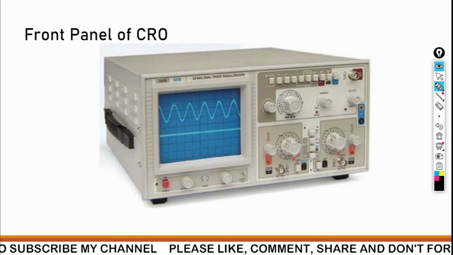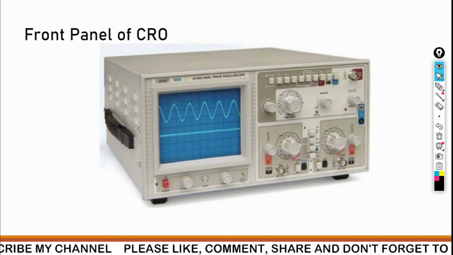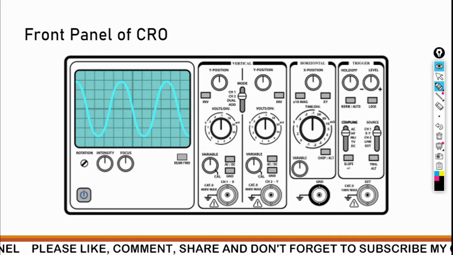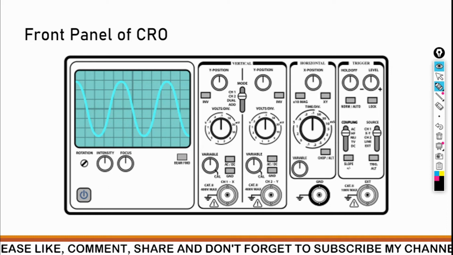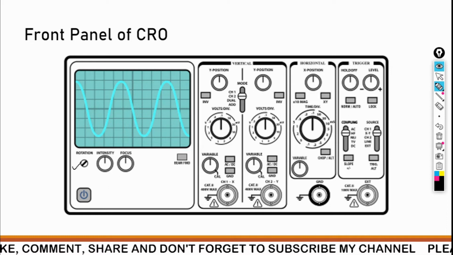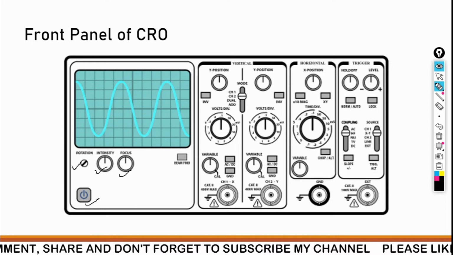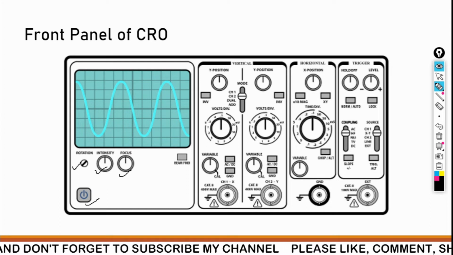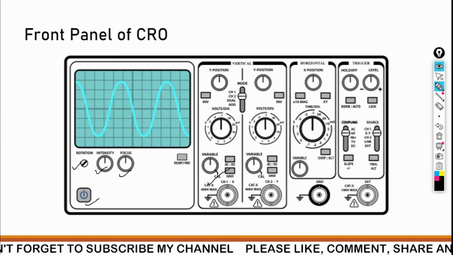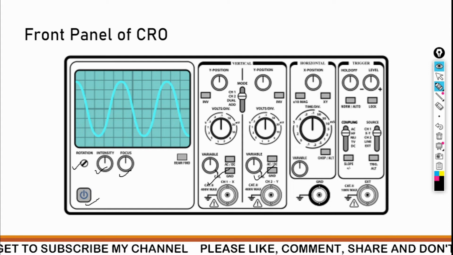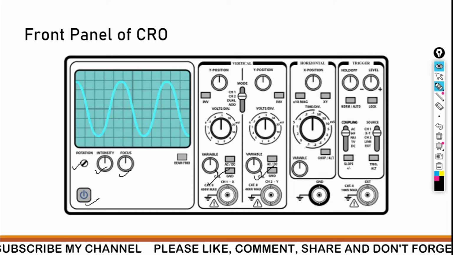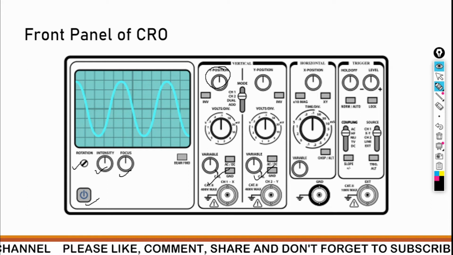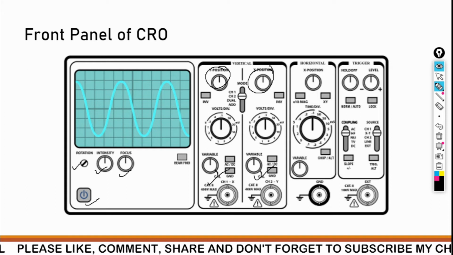So you can see this is again the simulated front panel of the CRO. You can see here the rotation knob, intensity knob, focus knob, and on/off knob. Then you can see here channel X and channel Y. So this is channel X, this is channel Y, channel 1 and channel 2. This is for the position. We can adjust the position vertically. This is for channel Y, position vertically.